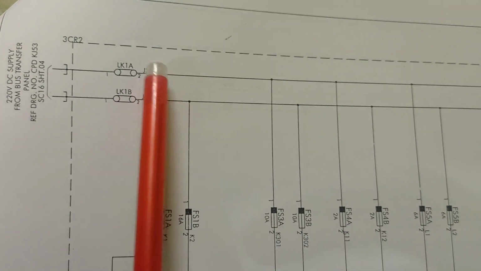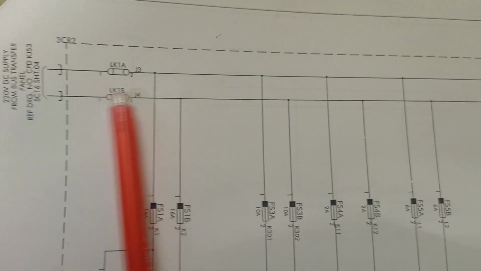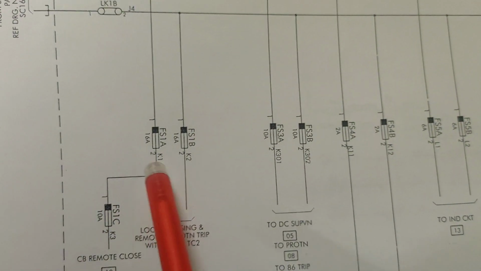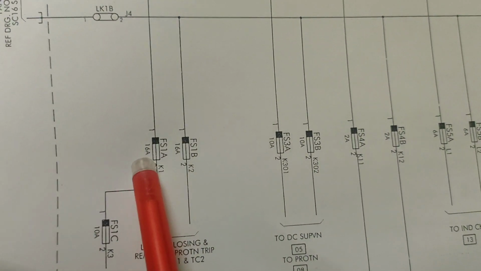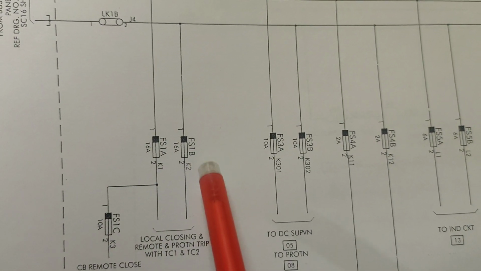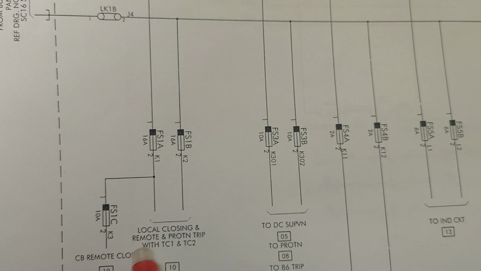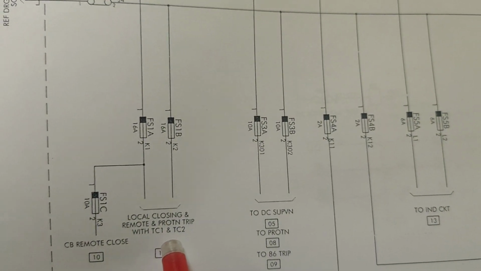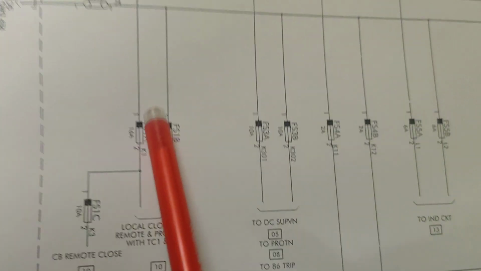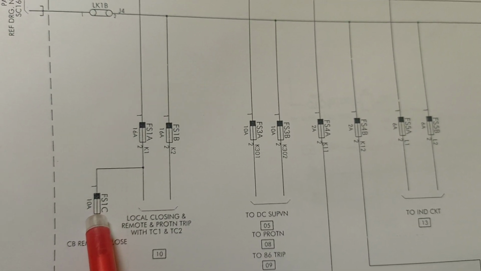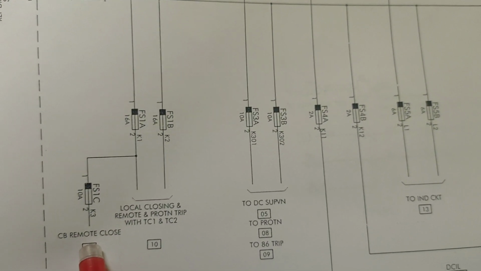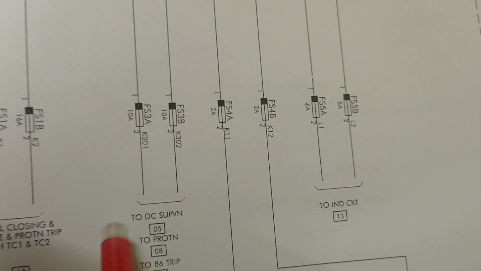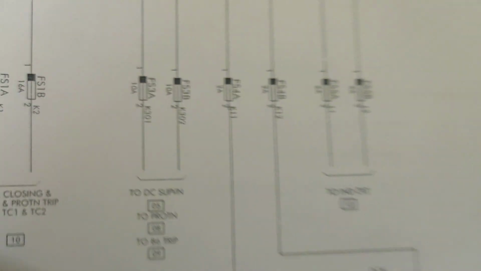Links LK1A and LK1B are used for continuation, going to the adjacent panel. First, fuses are used: 16 ampere fuses FS1A, FS1B, K1, K2 going to the control circuit, for local closing and remote closing, and protection trip with trip circuit 1 and trip circuit 2. These positives go through another 10 ampere fuse to the circuit breaker remote close circuit, and another parallel path is used for the DC supervision.